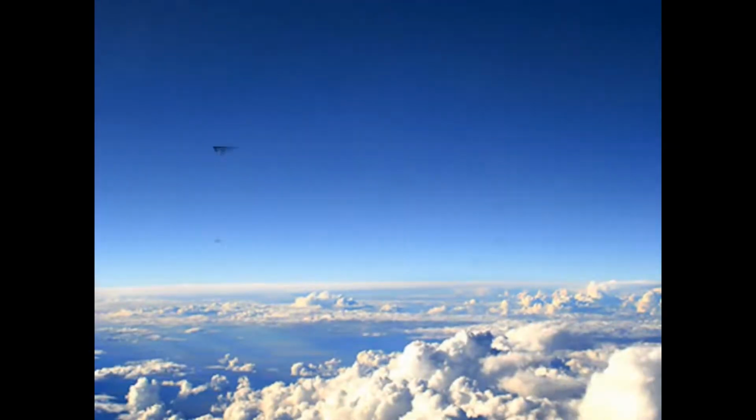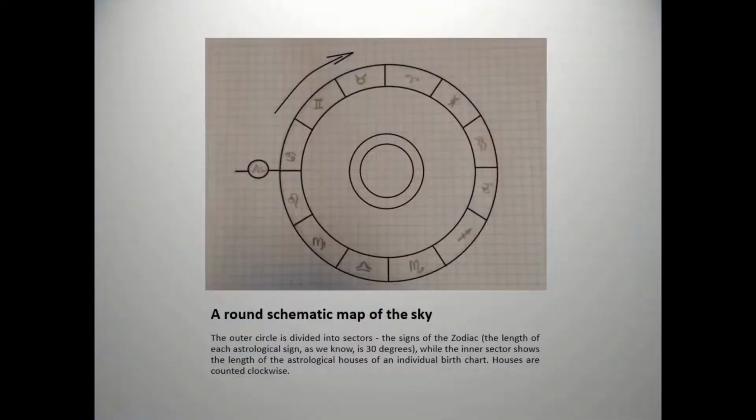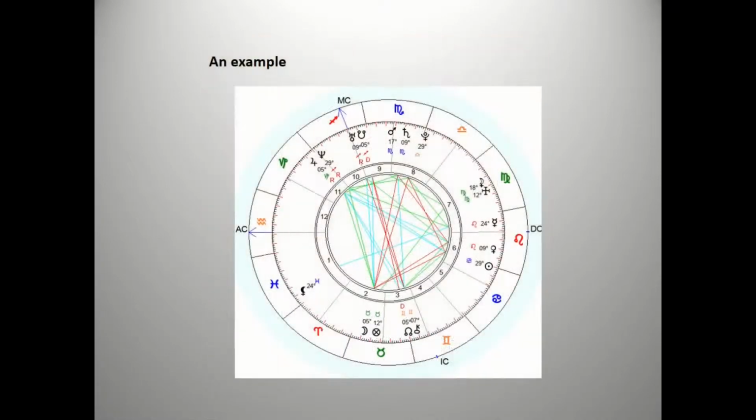The most famous ways of depicting a horoscope. A round schematic map of the sky. The outer circle is divided into sectors, the signs of the zodiac. The length of each astrological sign, as we know, is 30 degrees, while the inner sector shows the length of the astrological houses of an individual birth chart. Houses are counted clockwise.